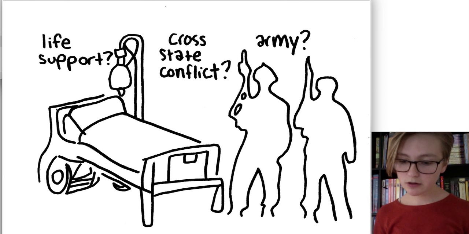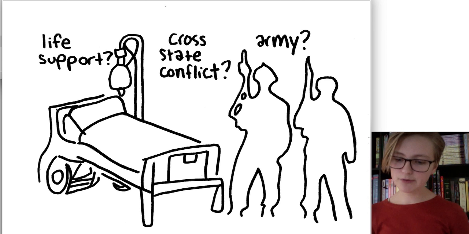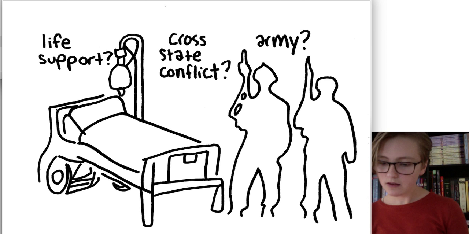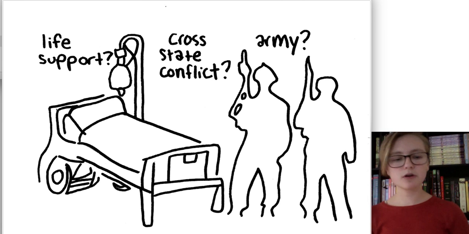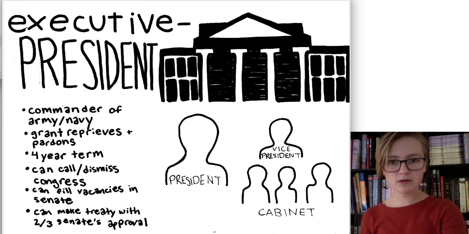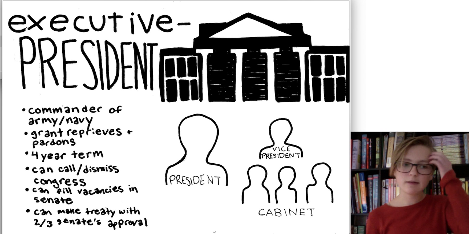The Supreme Court rules that the man must be unplugged, but the doctors in Nevada refuse to unplug him, and the governor of Nevada refuses to make them unplug him. The Supreme Court orders that the army be sent in to take control of the situation. You're the president of the United States. What do you do? So, we talked about the president before and how he's the commander of the Army and Navy.